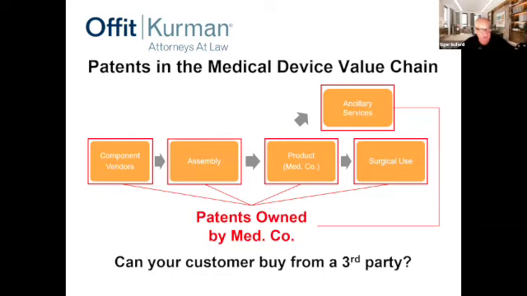So in this chart, it looks like component vendors and product would be design patents, and maybe an assembly, ancillary services, surgical use would be methods patents. Yeah, I think that's fair. If I do some work in interventional cardiology, and there's some valves or sealing members or things like that, maybe they may not be patentable in and of themselves, but it's worth looking at. They could be components. Assembly would be a method of manufacturing or process. Products, product devices, and then surgical use is really the surgical method.